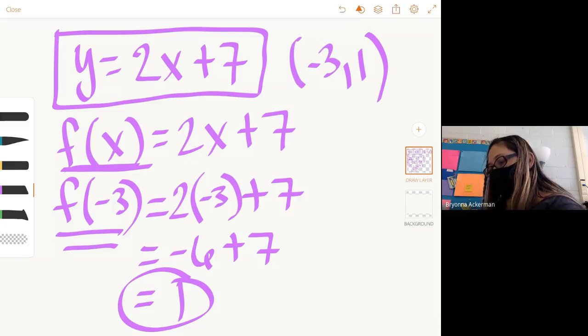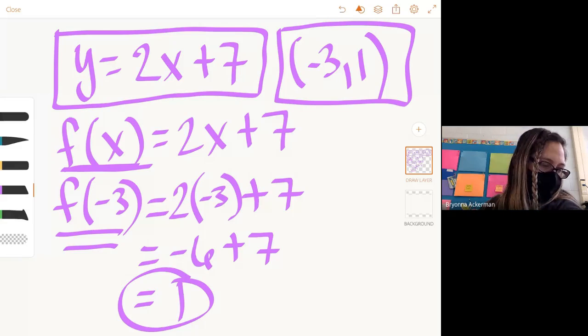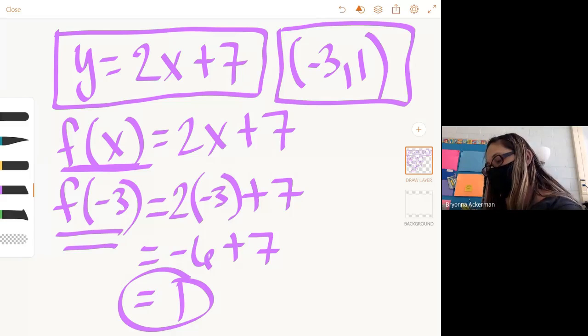The answer is 1. So the final answer depends on what it's asking you, but the final answer would be -3, 1 if we wanted a point. Right now it's just showing you how to find the corresponding y value. So the y value would be 1.